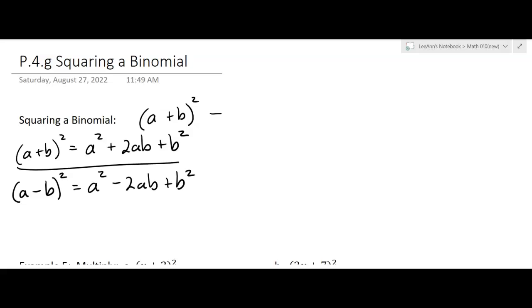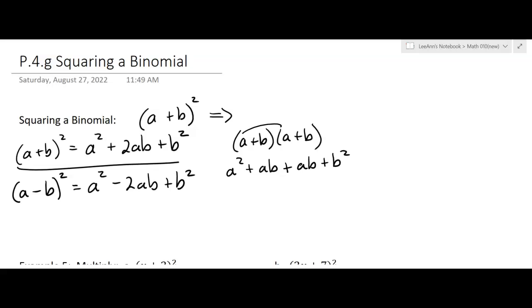Well, you could think about, what does a plus b squared mean? It means a plus b times a plus b. And then you could just FOIL it out. A squared plus ab plus ab plus b squared. So it's like first, outer, inner, last. Well, then the ab's, there's 2 of them, so you get a squared plus 2ab plus b squared. Okay, and that's what we had in the formula. Same thing would work if you did a minus b times a minus b. But I'm not going to do that because I'm out of room.